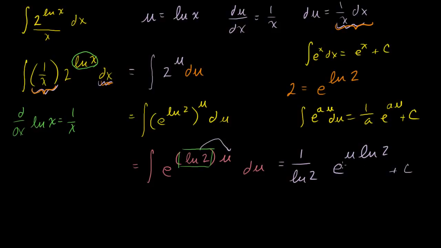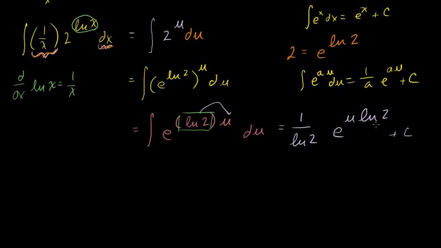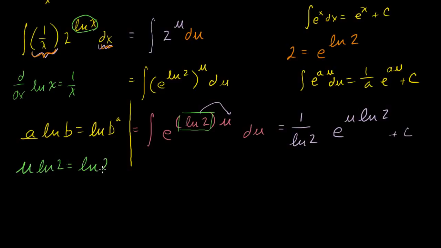So this is our answer, but we have to reverse substitute before we can feel satisfied that we've taken the antiderivative with respect to x. But before I do that, let's see if I can simplify this a little bit. From our logarithm properties, if I have a times the natural log of b, we know this is the same thing as the natural log of b to the a. This becomes the exponent on whatever we're taking the natural log of. So u times the natural log of 2 is the same thing as the natural log of 2 to the u.